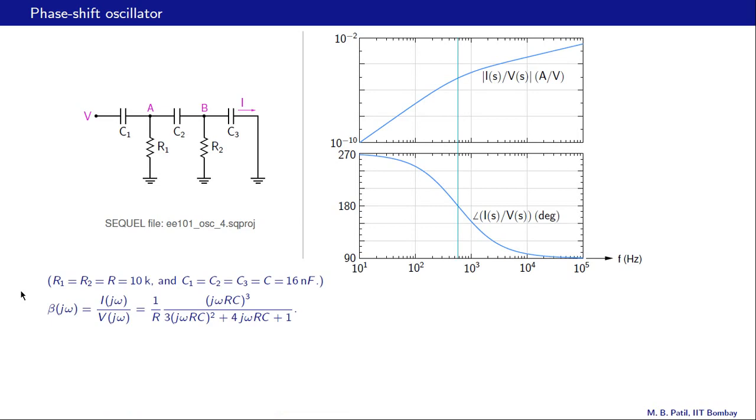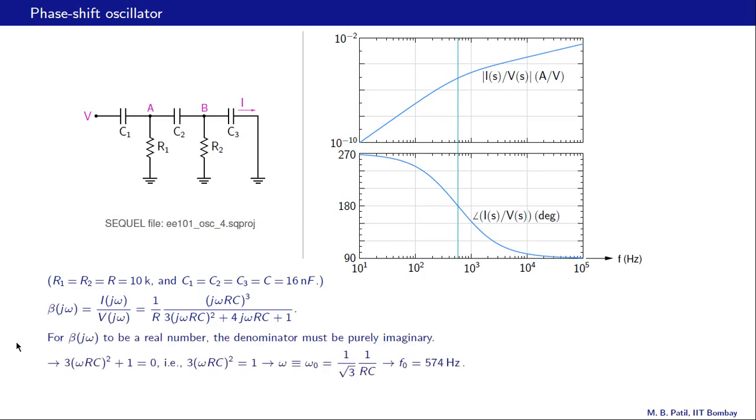Let us now find our frequency of oscillation by analytical means, and we will also find the gain of the amplifier that is required for oscillations to occur. Here is our beta as a function of j omega, and that is of course obtained by substituting s equal to j omega in our previous expression, and this is what we get. Now we want beta to be a real number, assuming that our amplifier gain is going to be real, that is, it has no frequency dependence.